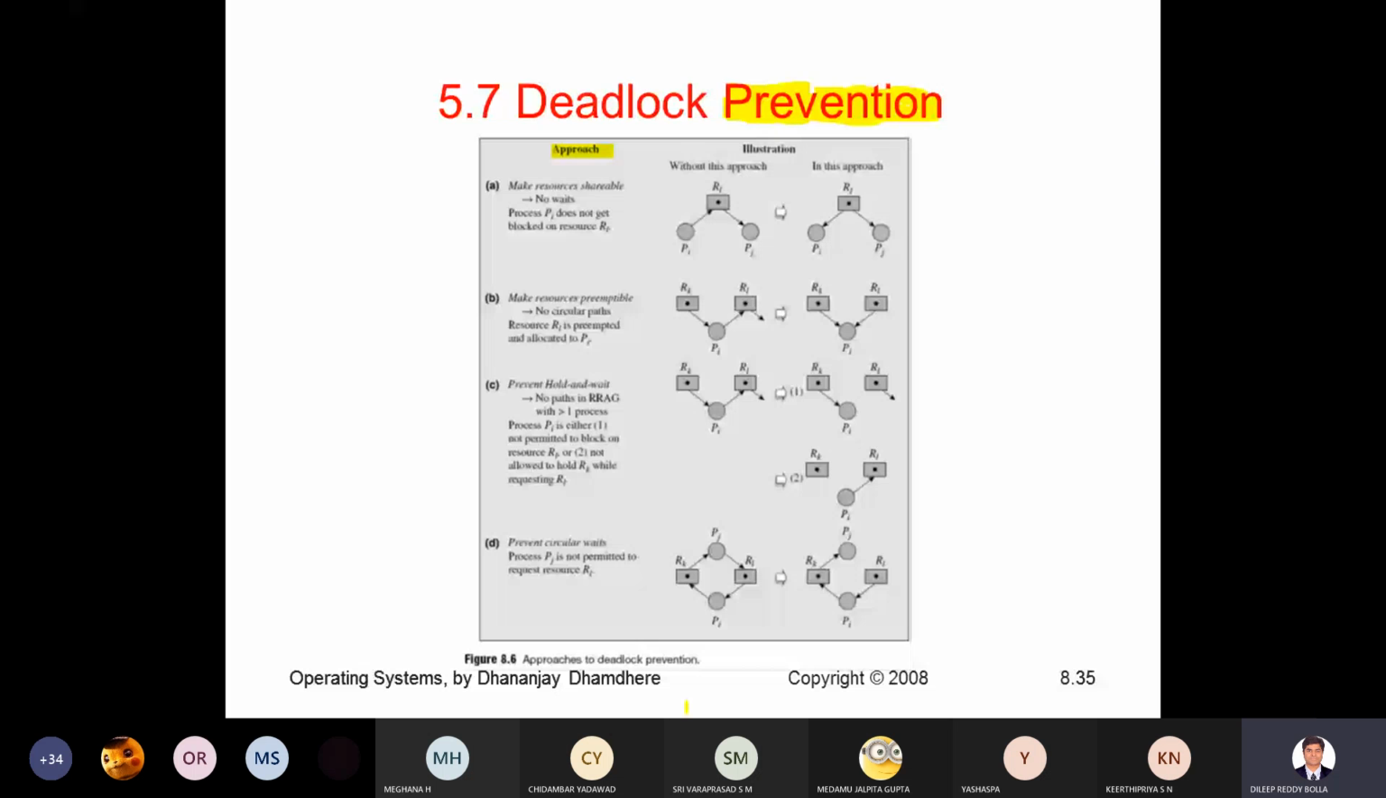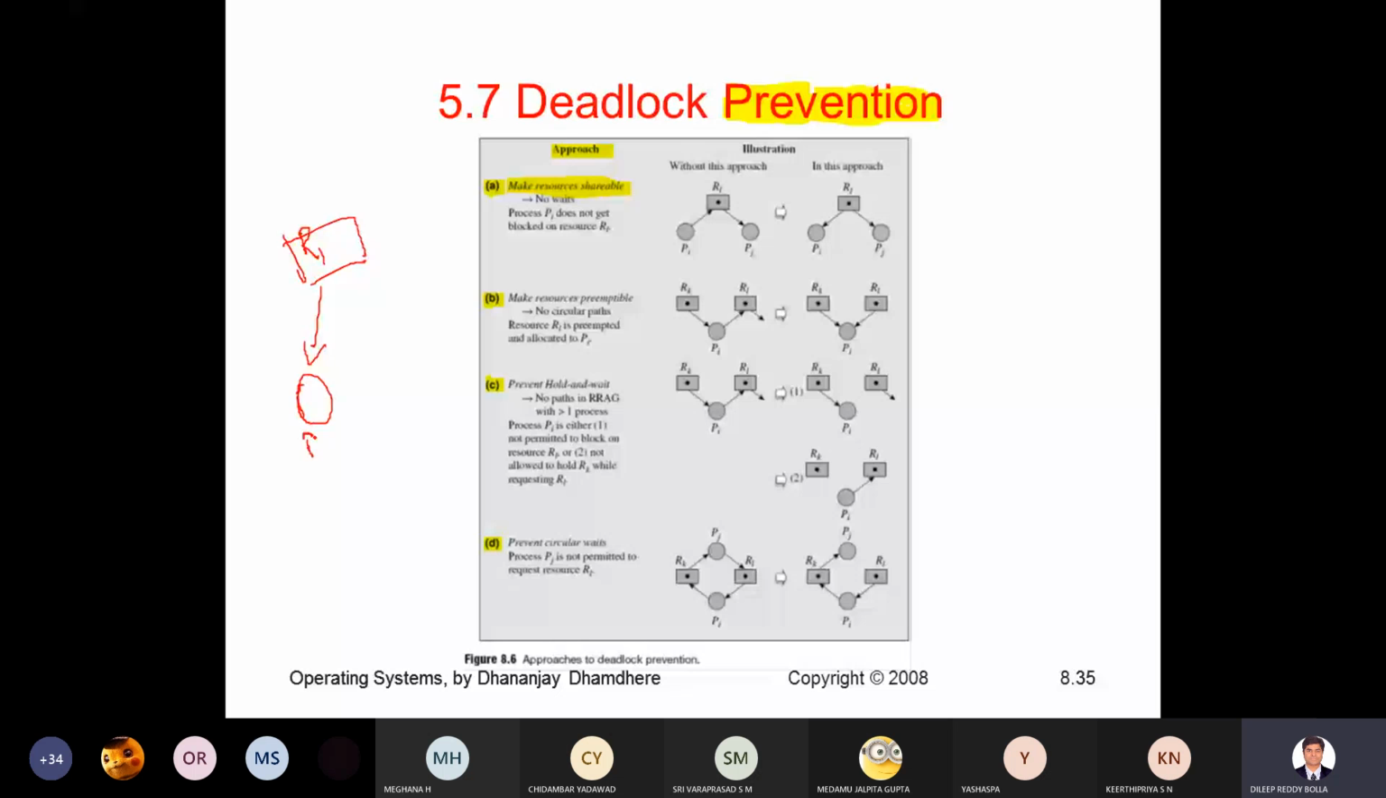Let us see the four different approaches we follow for preventing this deadlock. First one A, next is B, C, and D. All these four we will see one by one, 1, 2, 3, 4. The first one, we are trying to make resources shareable. Let us say R1 resource was available. Before, this resource was given only to the process P1, it cannot be shared.